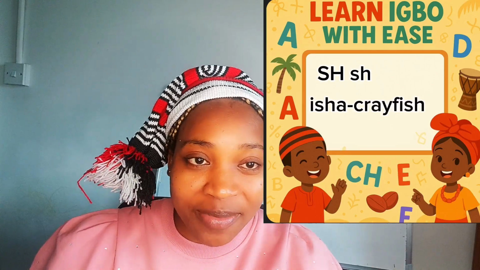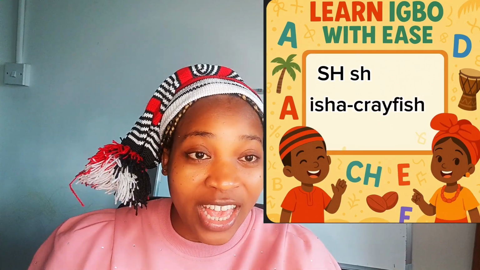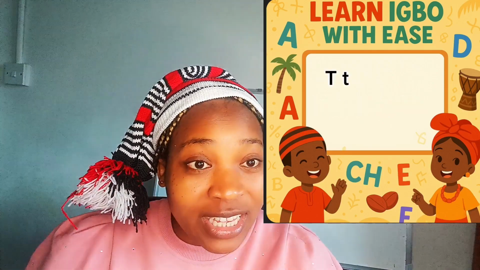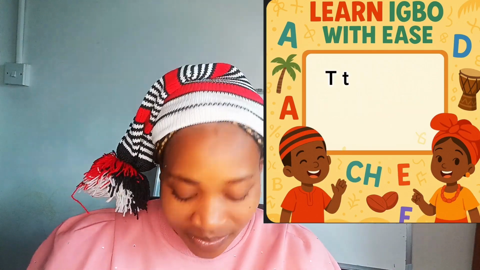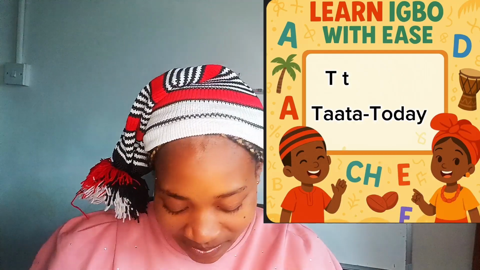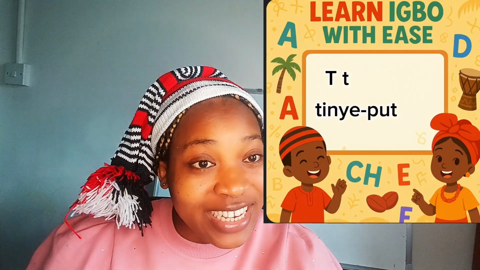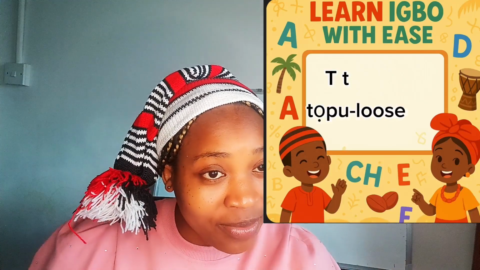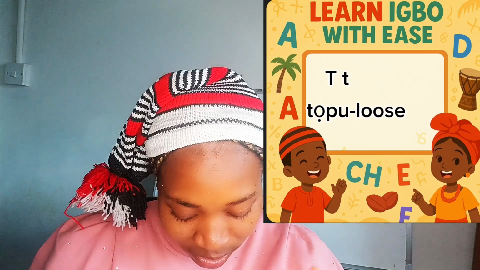Then the next word is sha. You can say isha. That is in the family. Isha. That is crayfish. We have T. Ta. Tata is today. Tinye. Put. Topo. Lose. Okay, lose. Then we have U.